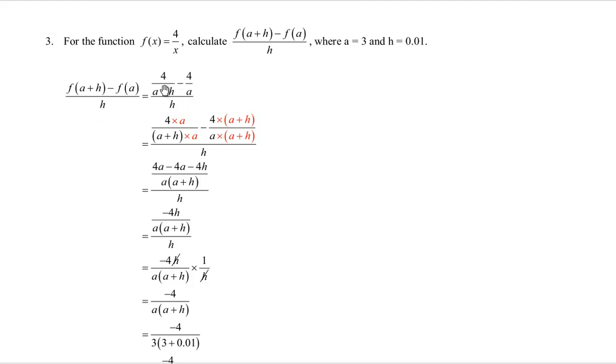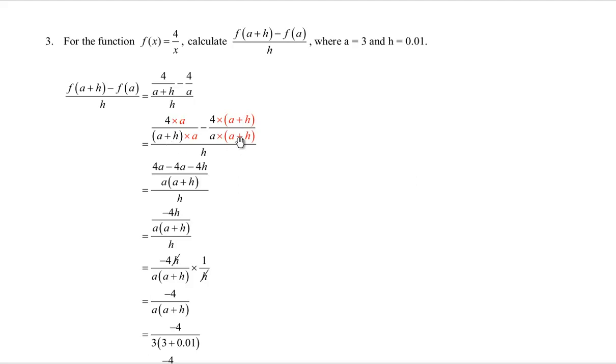So in order to subtract these, I need a common denominator. So the two a plus h and a denominators have no factors in common. They might both have an a, but that's not a common factor. So in order to get a common factor, it's the product of this a and this a plus h. So basically this one needs to get multiplied by a, which is what I've done here, and this one needs to get multiplied by the a plus h, which is what I've done here.